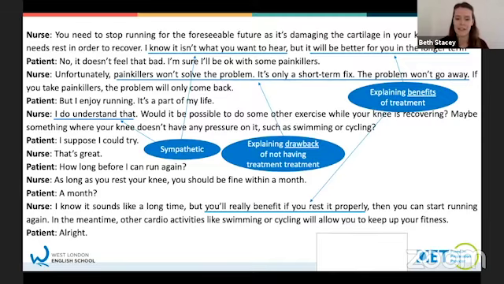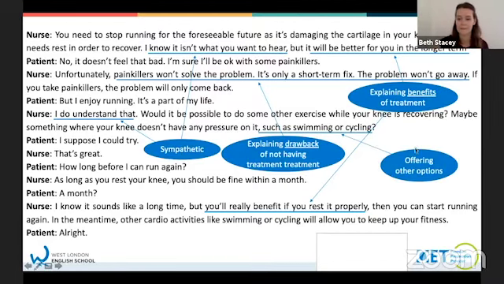And this patient is wanting treatment. So the nurse here is explaining the disadvantages or the drawbacks. So by explaining, you're also being patient-centered, just to ensure that they fully understand. And we're offering other options, just like that previous example that we had. So here she's saying, would it be possible to do some other exercise? You know, giving options like swimming or cycling.